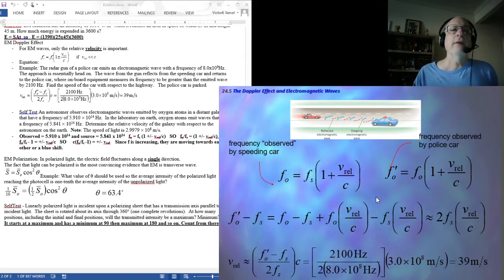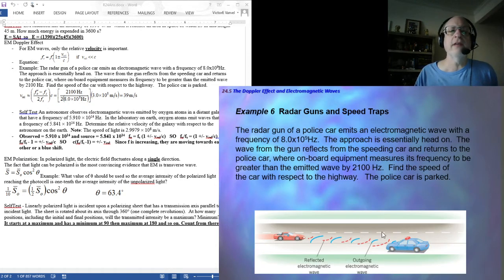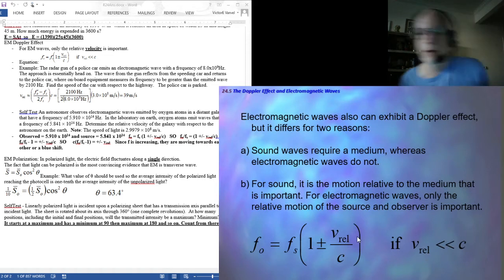So when you have relativistic Doppler effects or Doppler effects with electromagnetic radiation, it is a simpler equation. That's what I want you to understand.